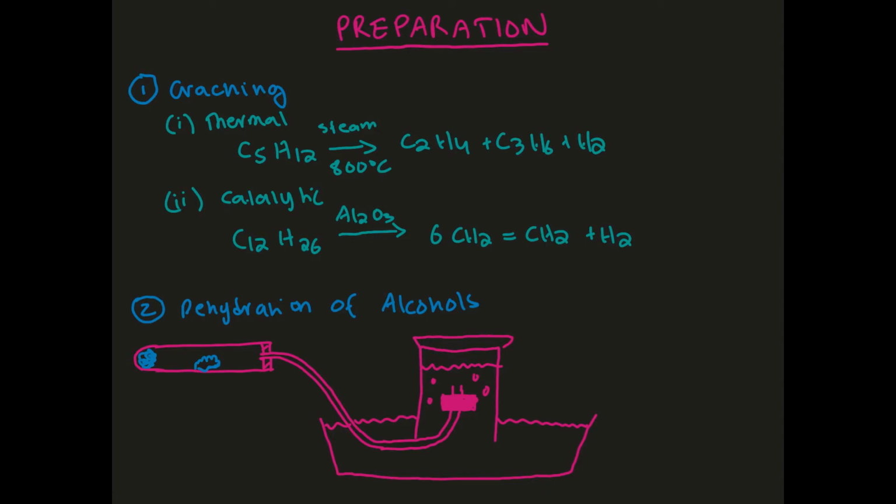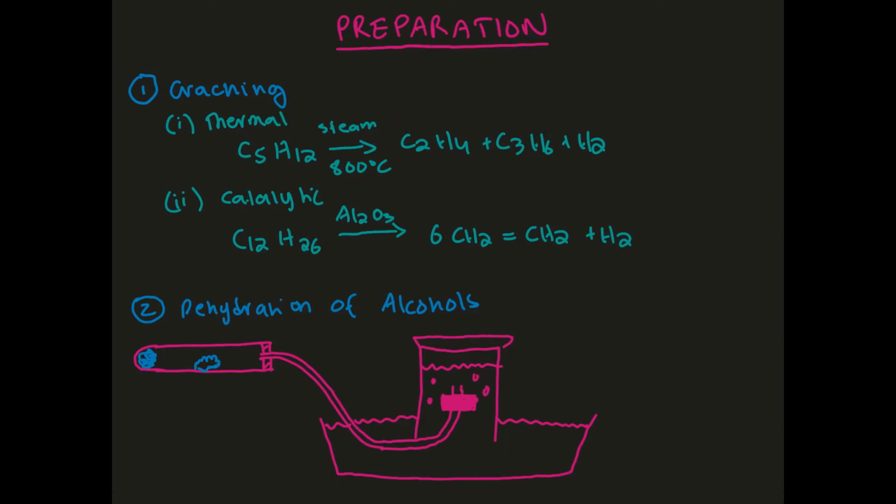Now let's move on to preparation of alkenes. So there are two methods to do this, and the first one is called cracking, which has been discussed in detail in the alkanes videos, which you guys can go check out if you're interested. But I'm going to give you a basic overview of what it is. So in this case, we're going to be talking about two types of cracking. Cracking is basically splitting up of larger molecules into smaller, more useful molecules.